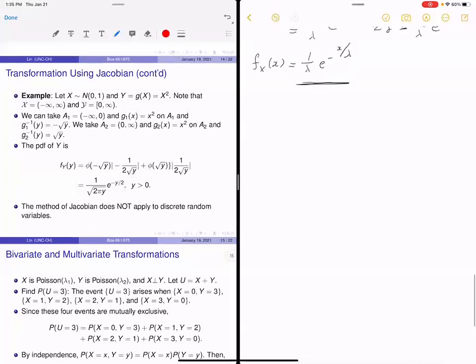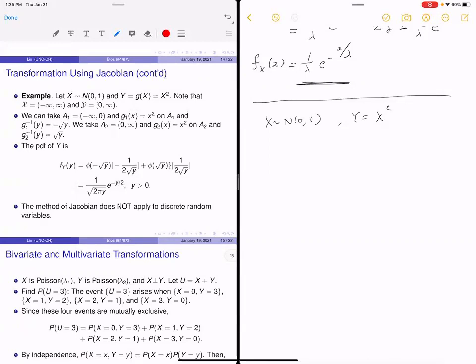Okay, so then again, I have x normal 0, 1, right? Right now, my transformation is y equals x squared. By doing so, using the CDF, I will show you what the result is. But let me do it using the Jacobian.